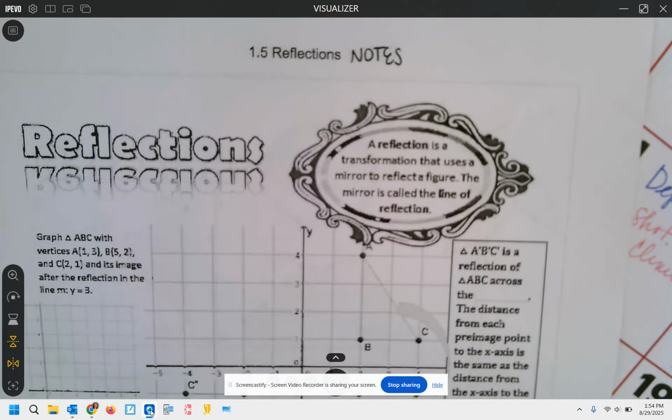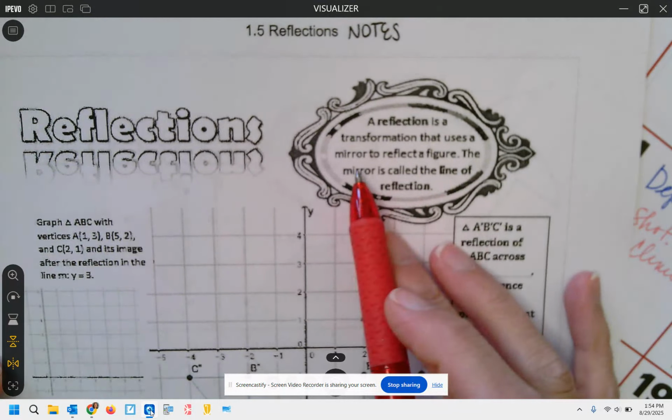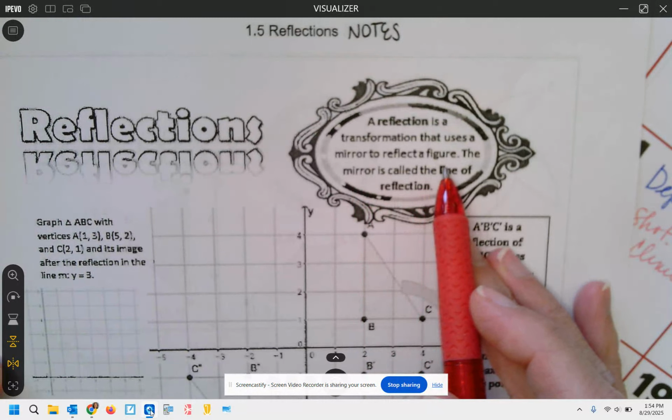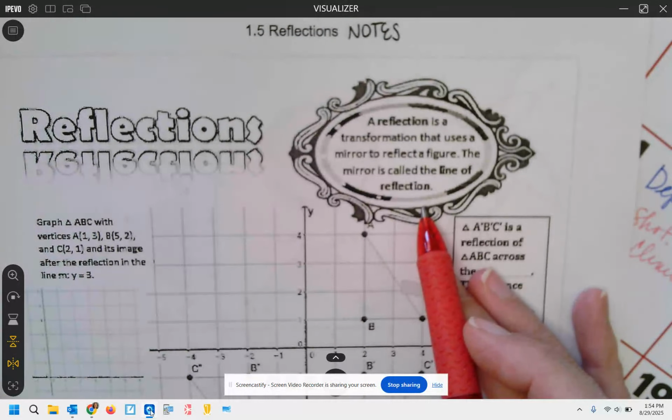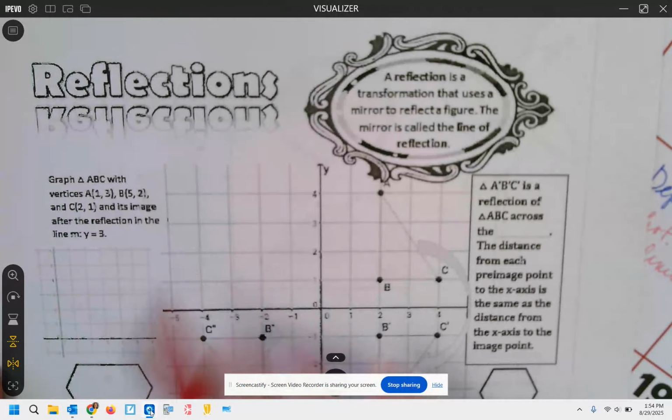Okay, this video is going to be about reflections. A reflection is a transformation that uses a mirror to reflect a figure. The mirror is called the line of reflection. The line of reflection is what we are reflecting or flipping the figure over to get a mirror image.